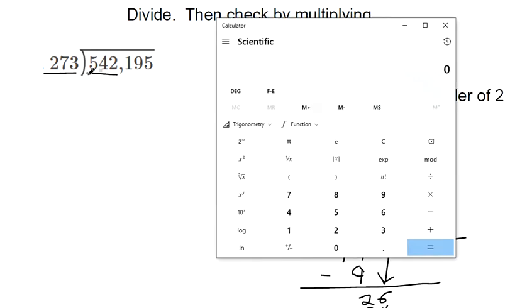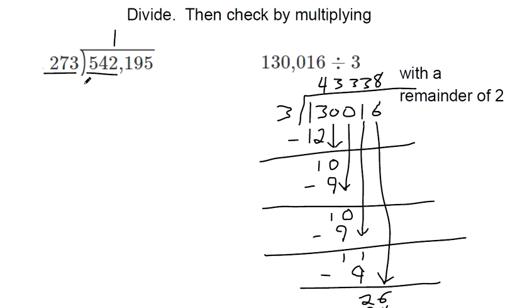We know that's going to fit into 542 at least once. Let's see if we take 273 and multiply it by 2. Makes 546. So it's a little too big. So we can only put 273 in here once. And then if we subtract those, when you try to subtract the ones places, we can't subtract, so we got to borrow from the tens place. 12 subtracted by 3 makes 9.